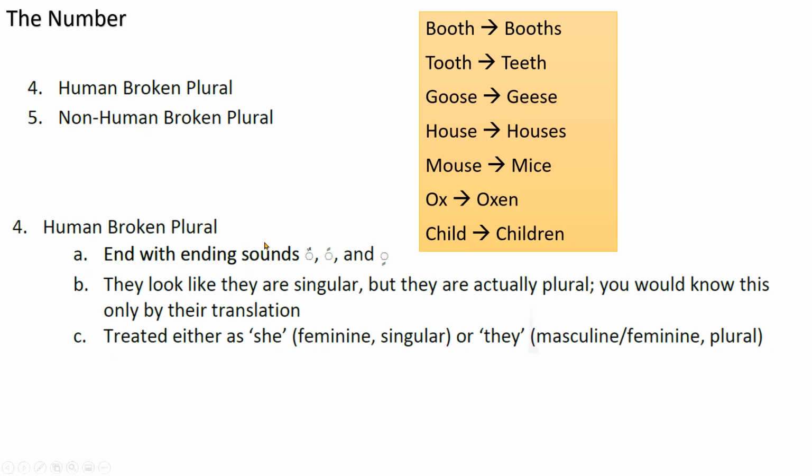But here they're saying they end like the first column, with un and in sounds, because they don't have una, ina for the plural, okay? They look like they're singular. They look singular because this is what you learn: if it's tanween un and in, then it looks like singular, but they're actually plural. You would know this only by their translation. Okay, simple as that. Treated either as she, feminine singular, or they, masculine plural.